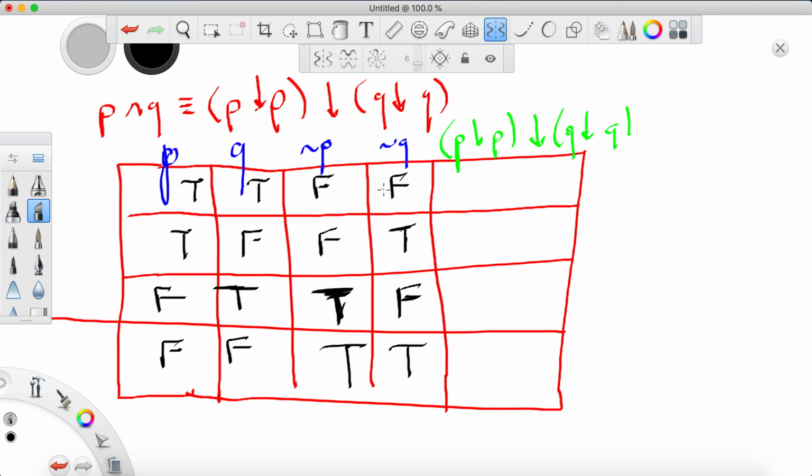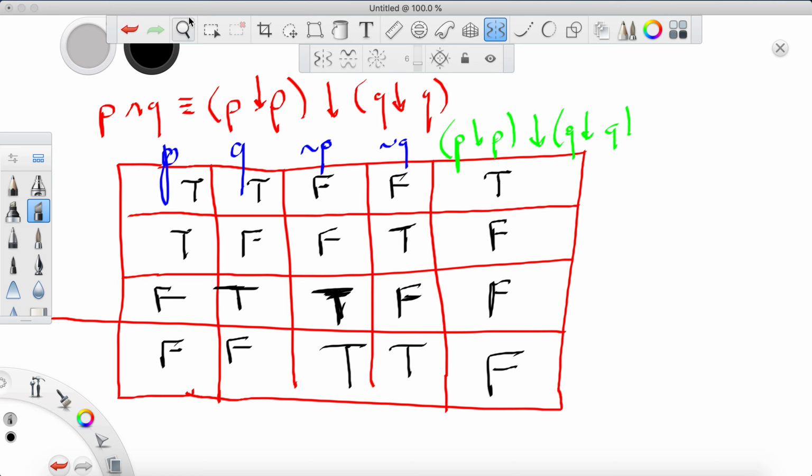So looking at this, because this right here is this, and this right here is that, the only time both of them are false is right here. And so we can conclude that that's going to be true. And we said that otherwise it was false. Okay, so that is our table.